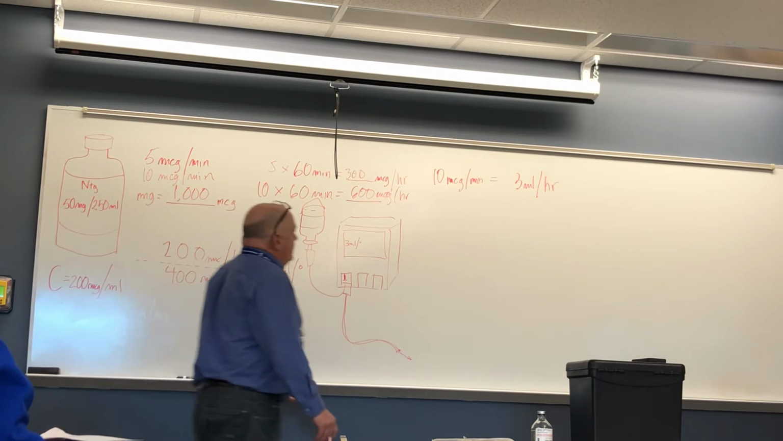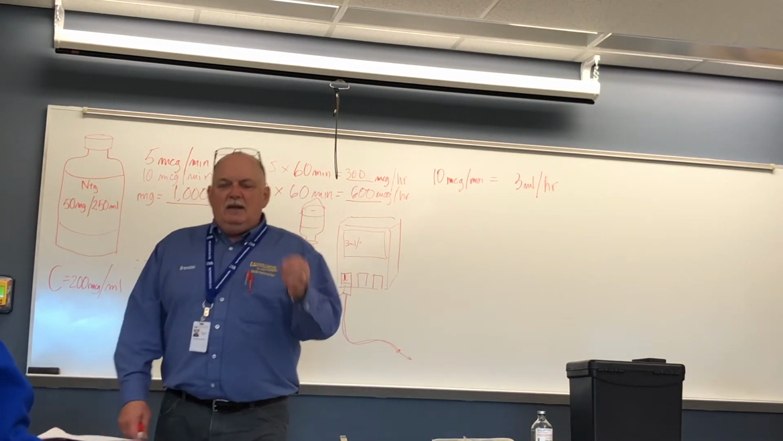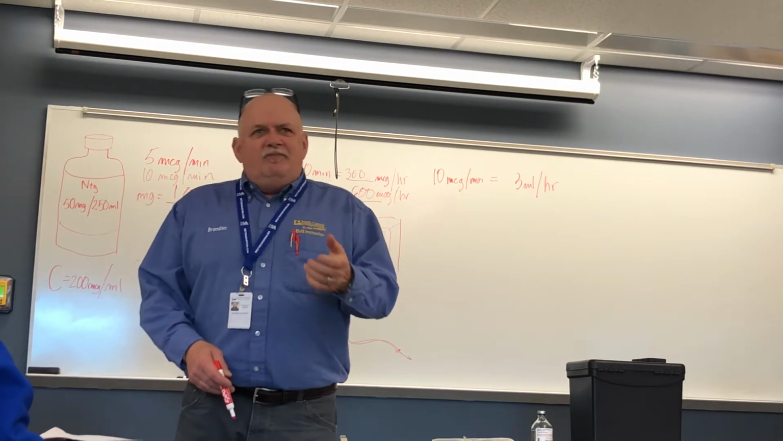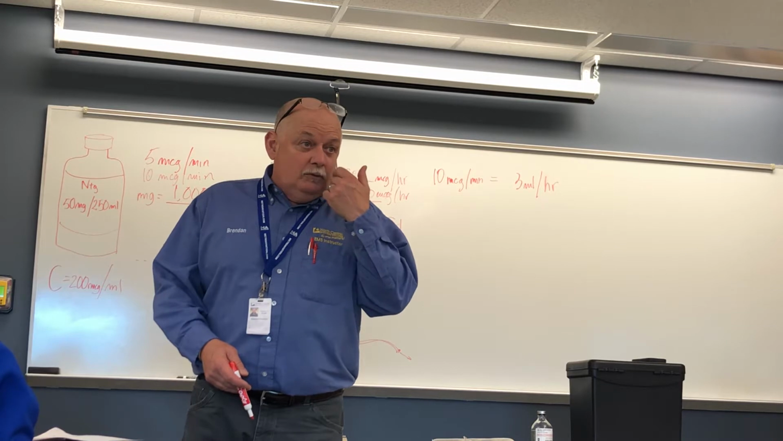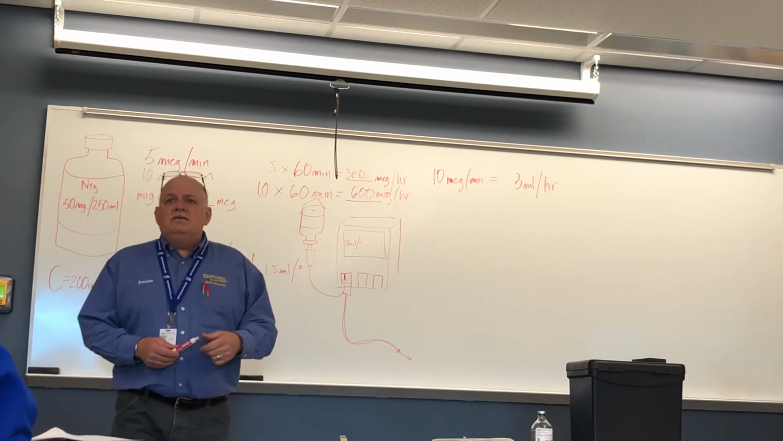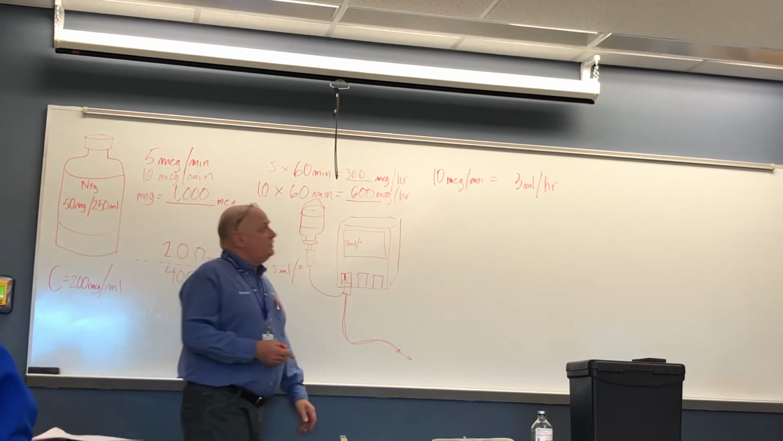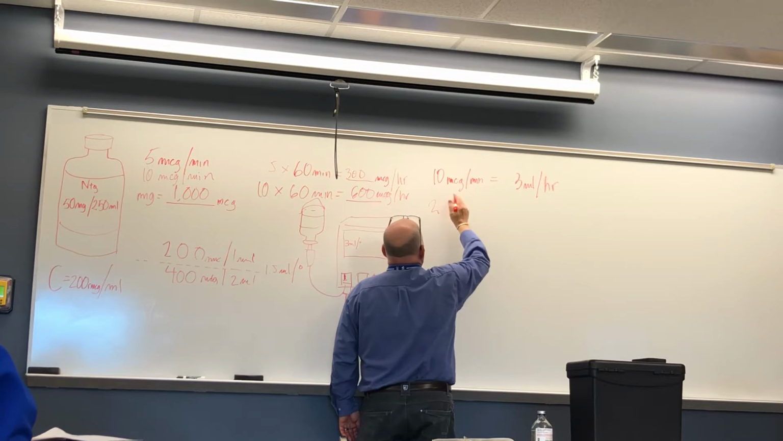So anyway, I'm running this patient at 10 mics per minute and it's not touching him. He's still got relentless pain at 5, 6 on a 10 scale. So what should I bump his dose up to? 15? Let's go big. Let's double the 10. Let's double his dose. That makes sense. Let's go to 20 mics per minute.